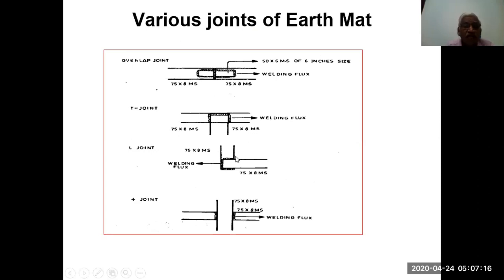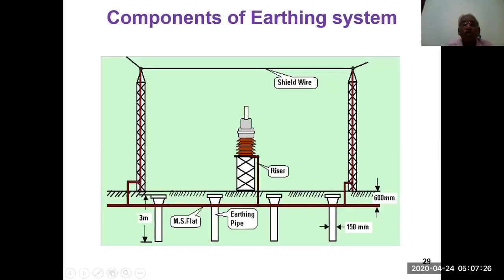This is an L joint and this is a plus joint. They are crossing each other. So two weldings have been provided on both sides for giving a firm connection. Now, components of the earthing system: you can see that this tower and this tower, a shield wire is going on the top of this.